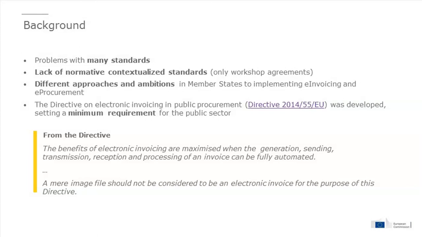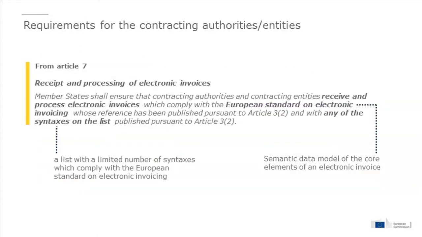Further on in the directive, it says that for the receipt and processing of electronic invoices, the requirements are on the contracting authorities and entities. So all the member states shall ensure that all the public entities are able to receive and process electronic invoices. They should stand ready, and they should have the possibility to process electronic invoices which comply with the new European standard.